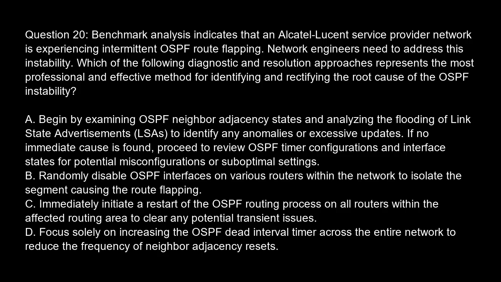If no immediate cause is found, proceed to review OSPF timer configurations and interface states for potential misconfigurations or suboptimal settings. Option B. Randomly disable OSPF interfaces on various routers within the network to isolate the segment causing the route flapping. Option C. Immediately initiate a restart of the OSPF routing process on all routers within the affected routing area to clear any potential transient issues. Option D. Focus solely on increasing the OSPF dead interval timer across the entire network to reduce the frequency of neighbor adjacency resets.